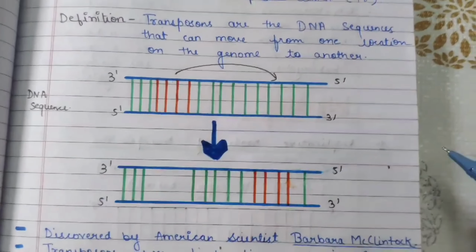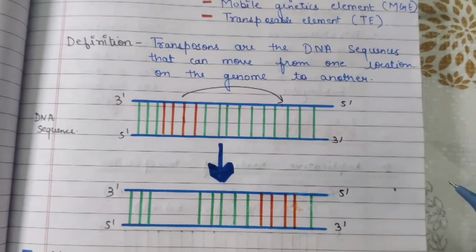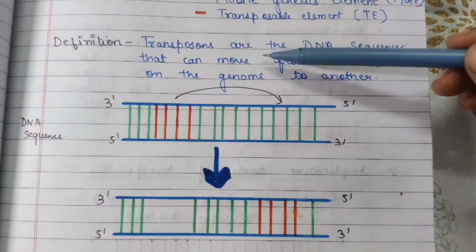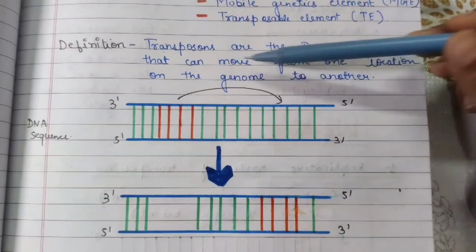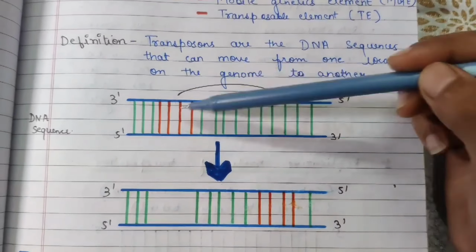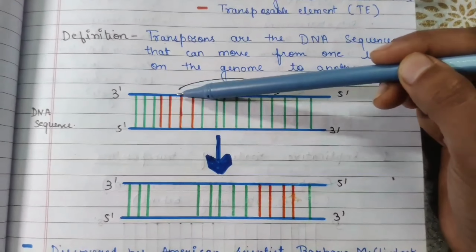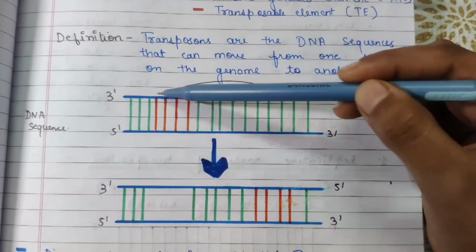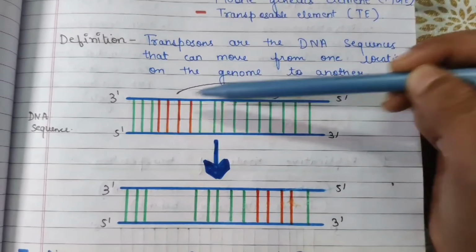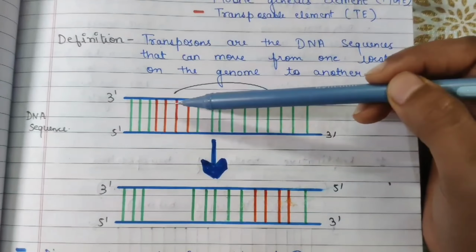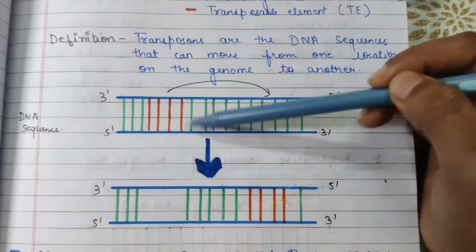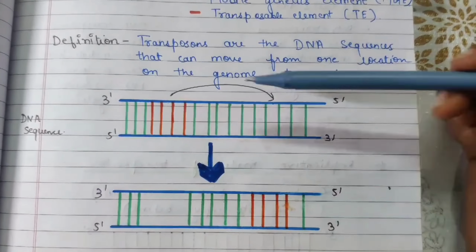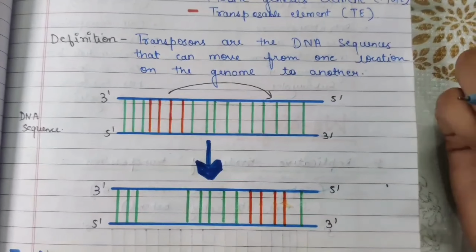Now let us know what transposons exactly are. The transposons are the DNA sequences that can move from one location on the genome to another. In this, the red segment is known as the transposon. And why is it so? Because this red segment is shifted or has jumped from one location to another location. Here you can easily see that this red segment was firstly present at this location and now it is here. So this red segment is known as the transposon.